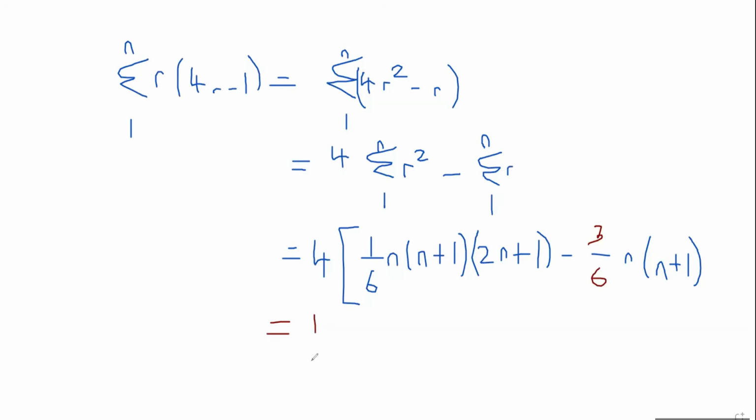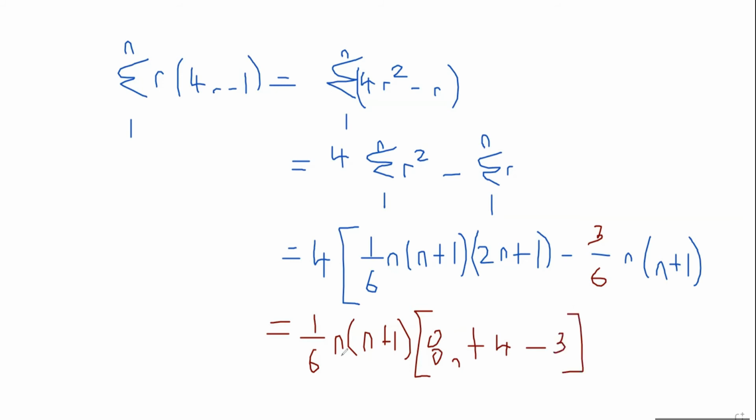We factor out 1 over 6n times n plus 1. And what we're left back with when we factorize it is, we factor out this, we're left back with 4 times 2n plus 1. And 4 times 2n is 8n. And then 4 times 1 is plus 4. So we're left back with 8n plus 4 in here, minus, we'll factor out a half, 1 over 6n times n plus 1, we're left back with minus 3 here. We are left back with minus 3.